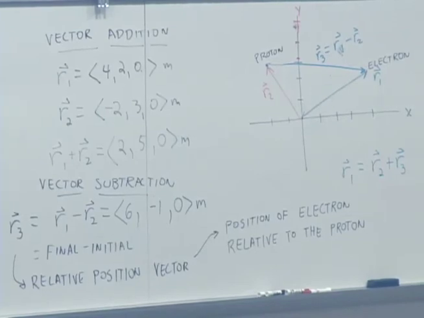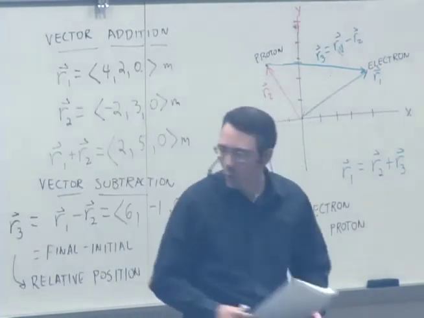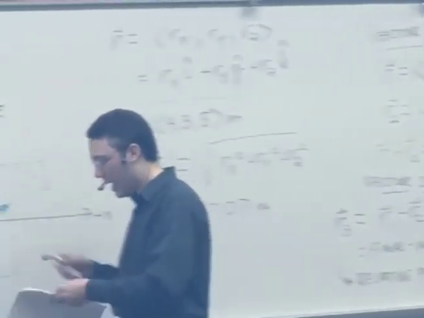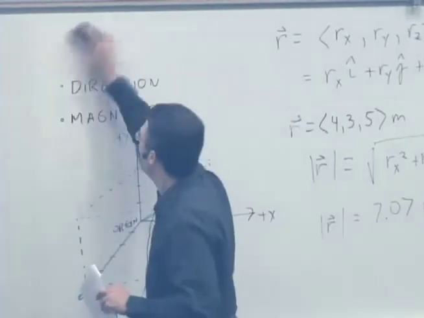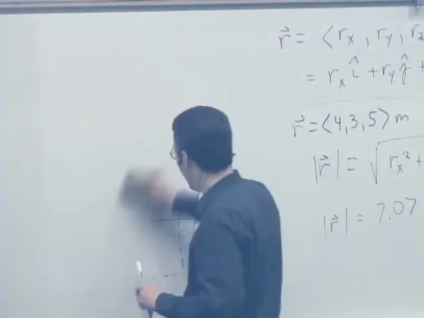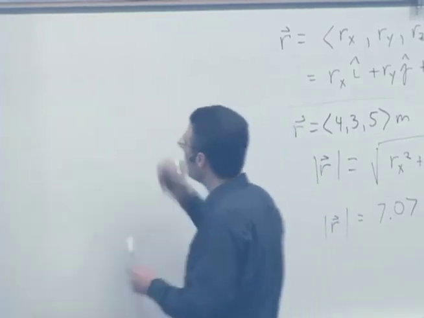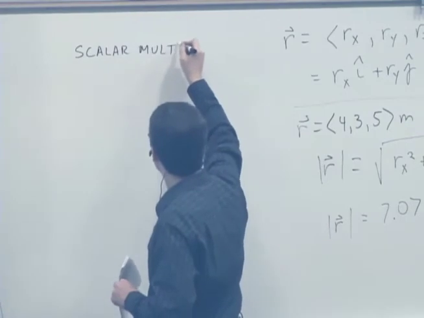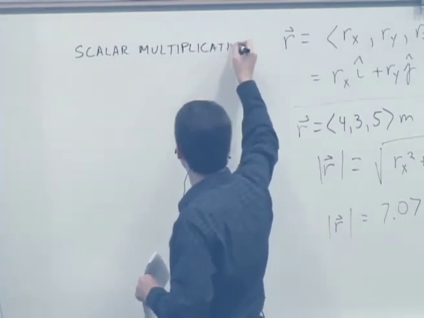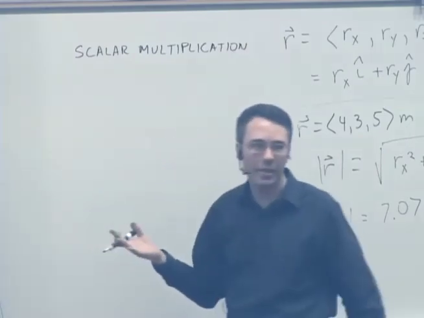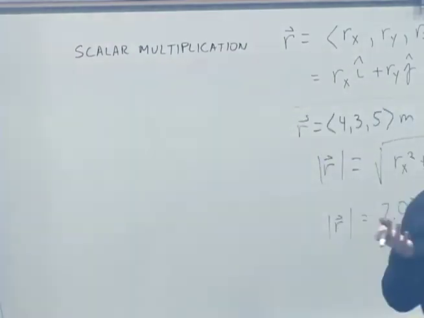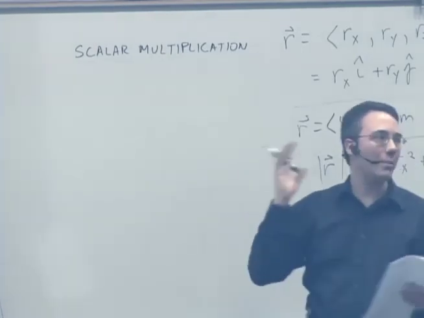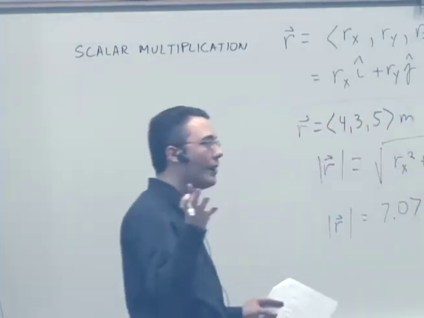Questions here? Is this okay? Is this, people have seen this before? Yes, no? Kind of, okay. All right. What else can we do with vectors? We can do a scalar multiplication. So what do I do when I multiply a vector by a scalar? What happens? Okay, you have a new vector, right?